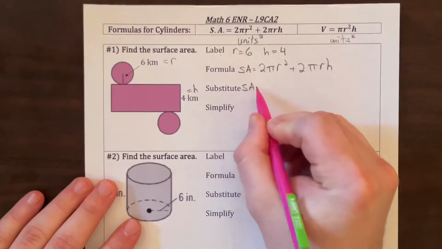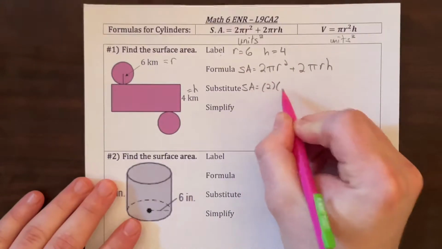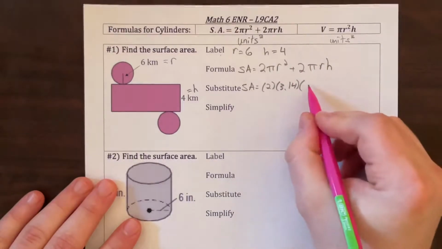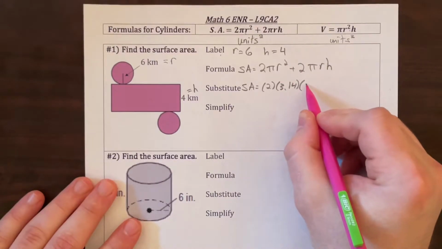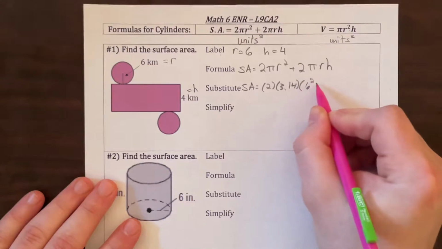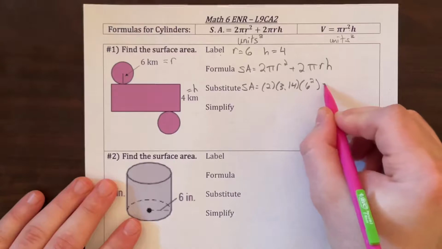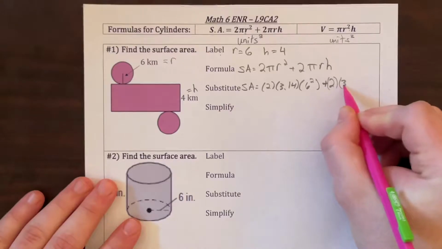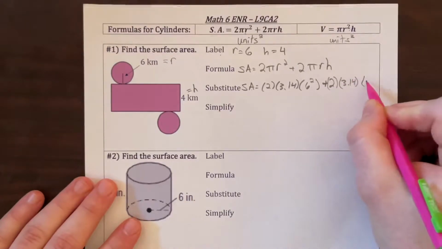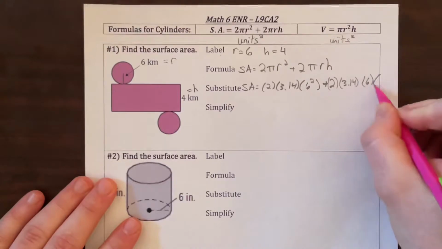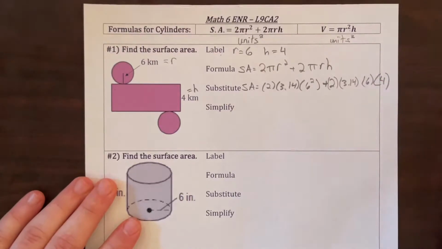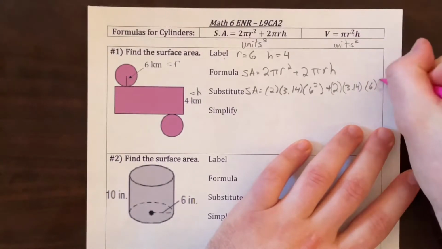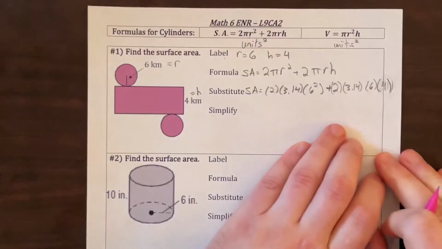So we have surface area is equal to, use parentheses to show multiplication. We'd say 3.14. Make sure that exponent is inside the parentheses, so our radius is going to be 6 squared, and then plus 2 times 3.14 times the radius, which is 6, times our height, which is 4. Again, anytime I use parentheses, I am just showing multiplication.